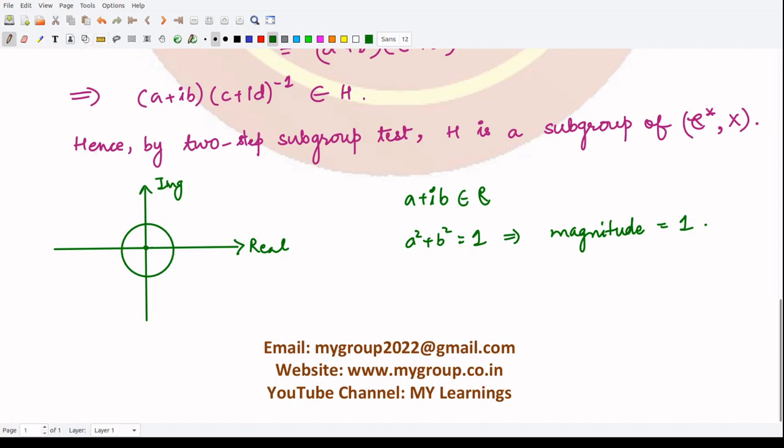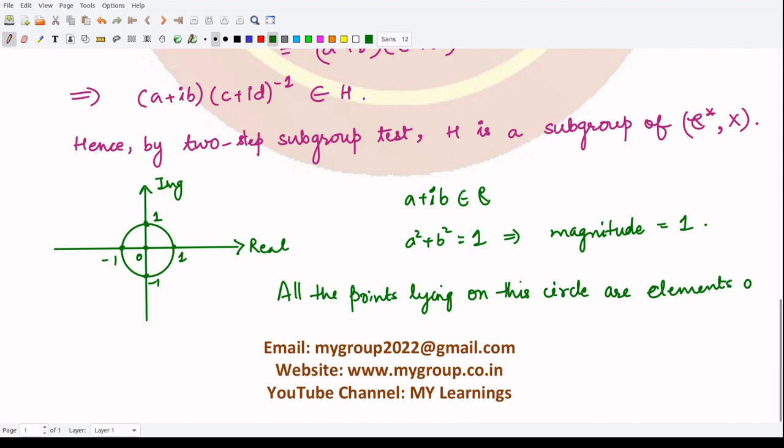Correct? As simple as that. So this point is 1, this point is also 1, this is -1, and this is also -1, and this is 0. So here all the points lying on this circle are elements of H. Hence we can conclude the elements of H form the unit circle.